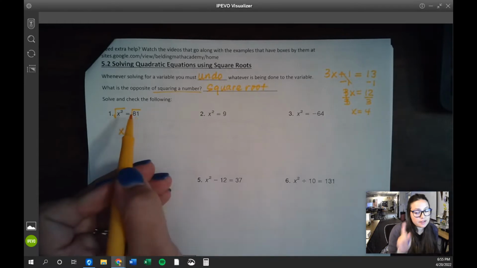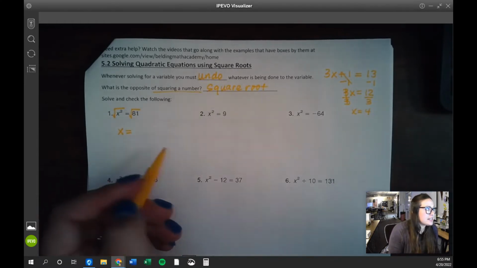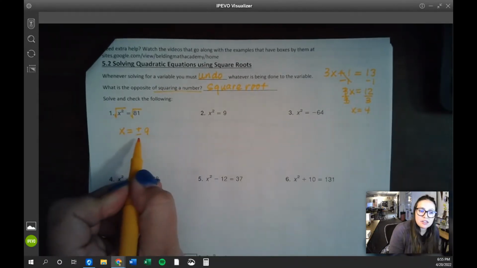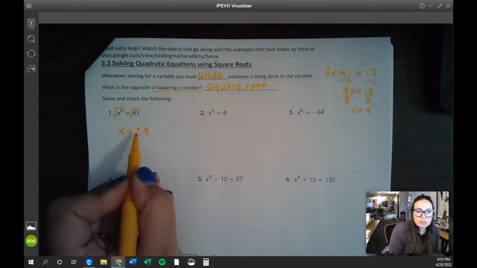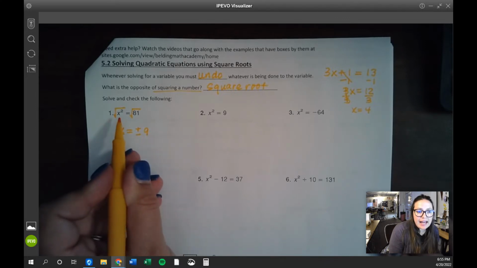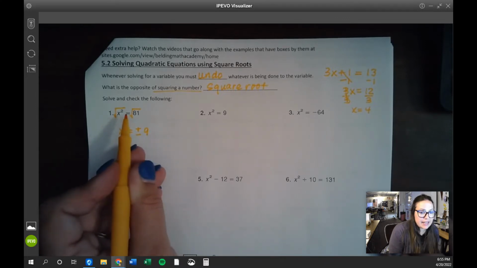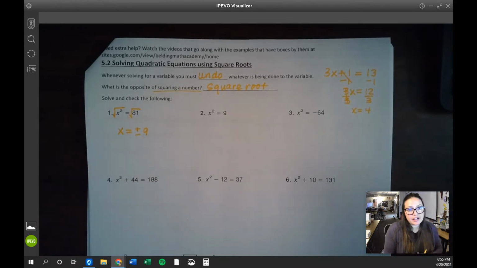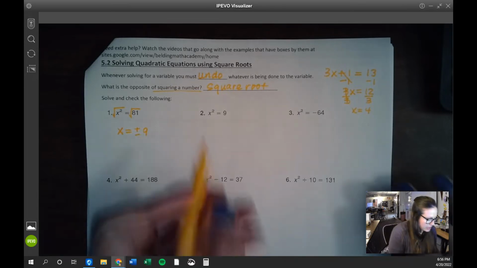And the square root of 81, now this is very important. It's not just 9. It's also negative 9. So we write this little symbol here, plus or minus, because x could be 9 or negative 9, because 9 squared is 81, but also negative 9 squared is 81, right? Negative 9 times negative 9. So this is very important. Anytime you take the square root, your answer is going to have that plus or minus symbol that goes with it.